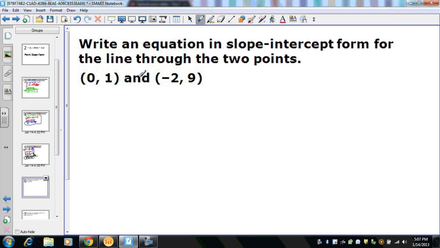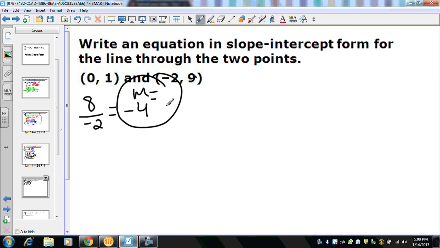All right, and let me give you one more where we've got 2 points. So again, because we have 2 points, we have to first figure out what the slope is. So we're going to take the difference between our x's. So 9 minus 1 is 8. And then the difference between our y's, -2 minus 0 is -2. So this slope simplifies to -4. So the slope here is -4.